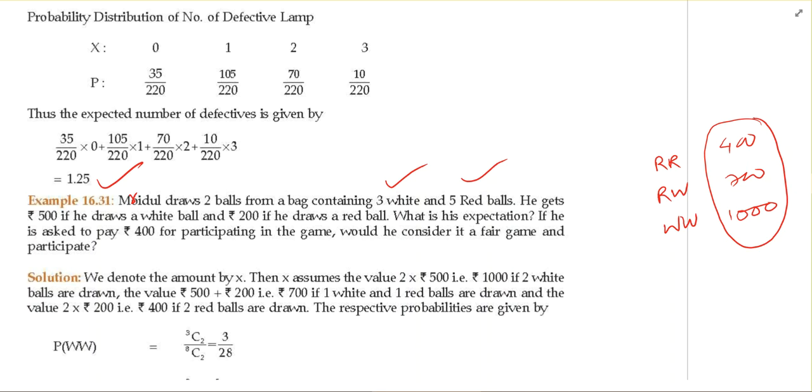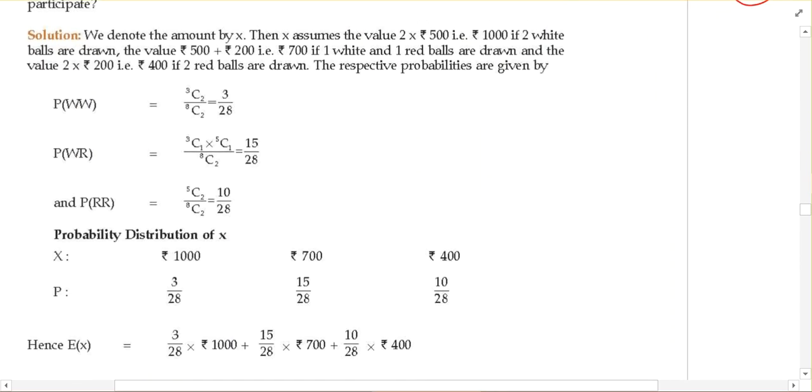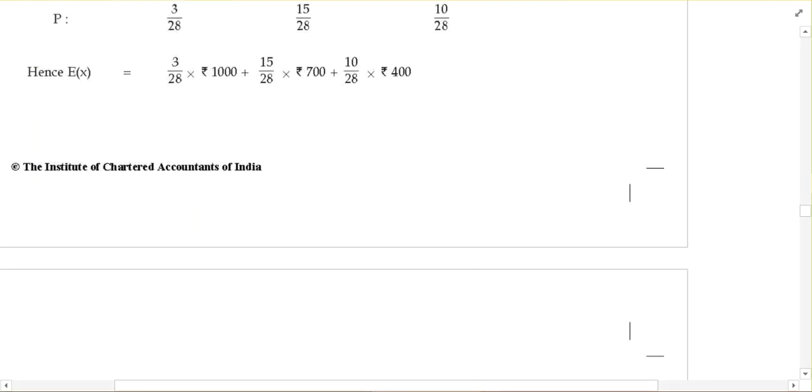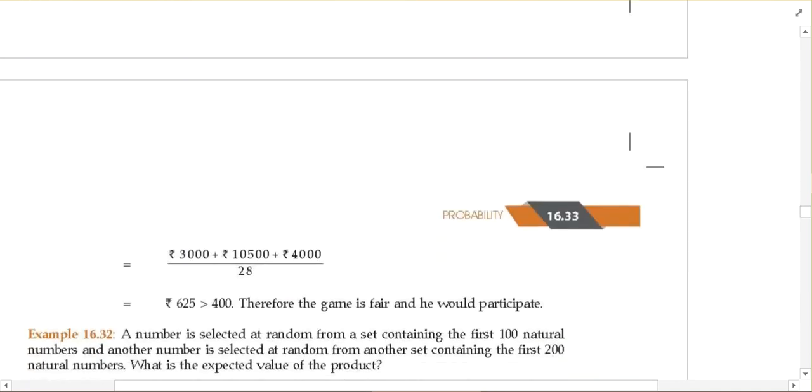So do we need to calculate the expected value in this question? No, we don't need to calculate. Because there are three possibilities, and obviously if we take the average of these in any possible manner, the average cannot be less than 400, and cannot be more than 1000. So obviously if the participation fee is 400, he will get at least 400 or more than 400. So yes, it is a fair game and he should participate.